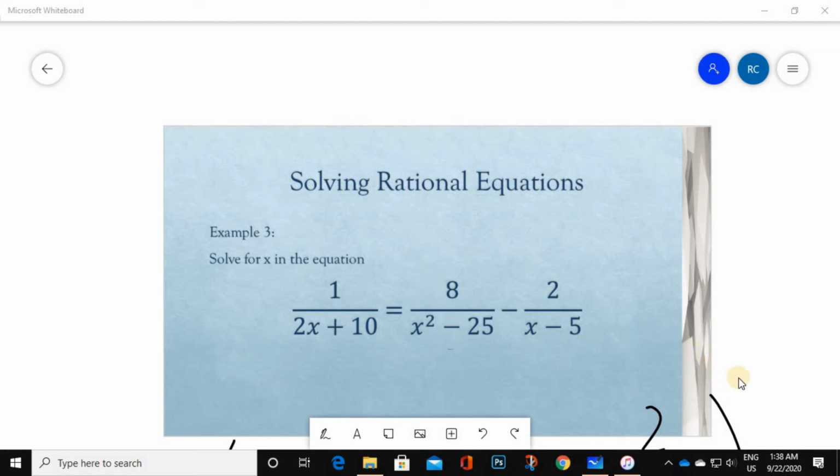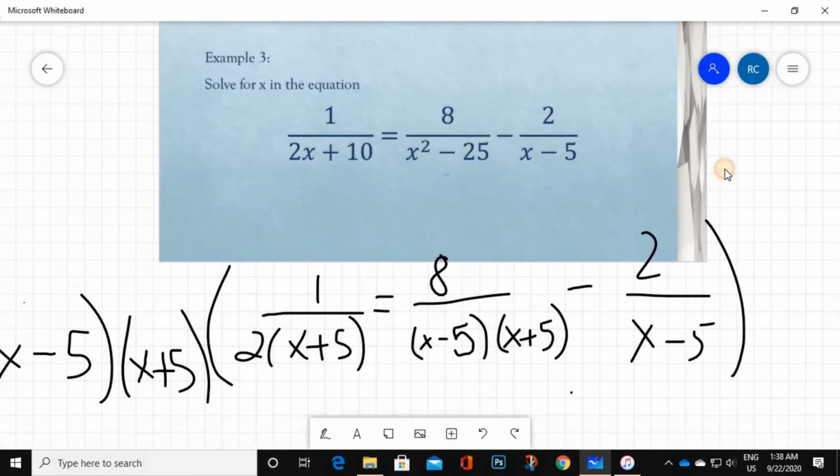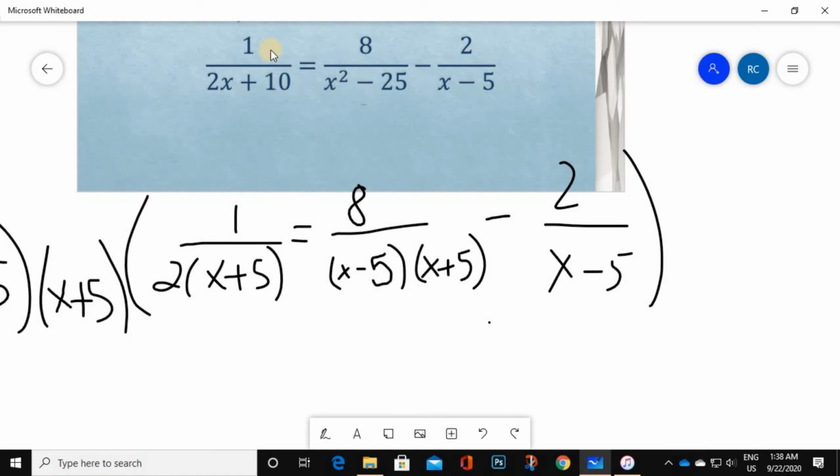Okay? So, ganito ang magiging output. Ang 1 over 2x plus 10, yung denominator niya, pwedeng gamitan ng factor of 2 quantity x plus 5. Next, yung 8 over yung x squared minus 25, pwedeng gamitan ng factoring. Ang factor siya ay x minus 5 quantity x plus 5 quantity minus yung last term ng right side. Rewrite lang natin kasi lowest term na mismo yan.